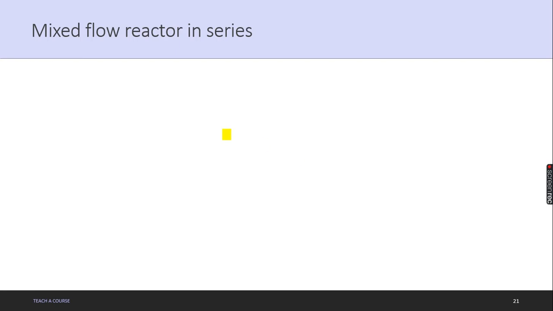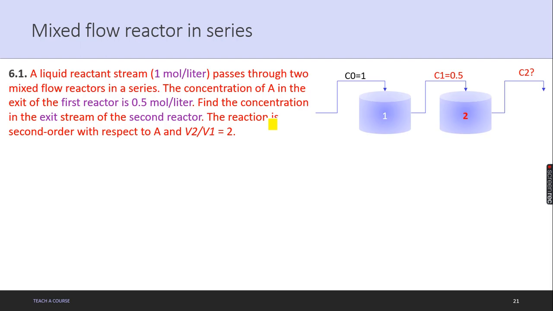Discussing some problems like mixed flow reactor and plug flow reactor in series in this class. Here we are talking about a system where two different reactors are in series. One liquid reactant stream of 1 mole per liter is going through these two mixed flow reactors. Both of them are actually mixed flow in series.